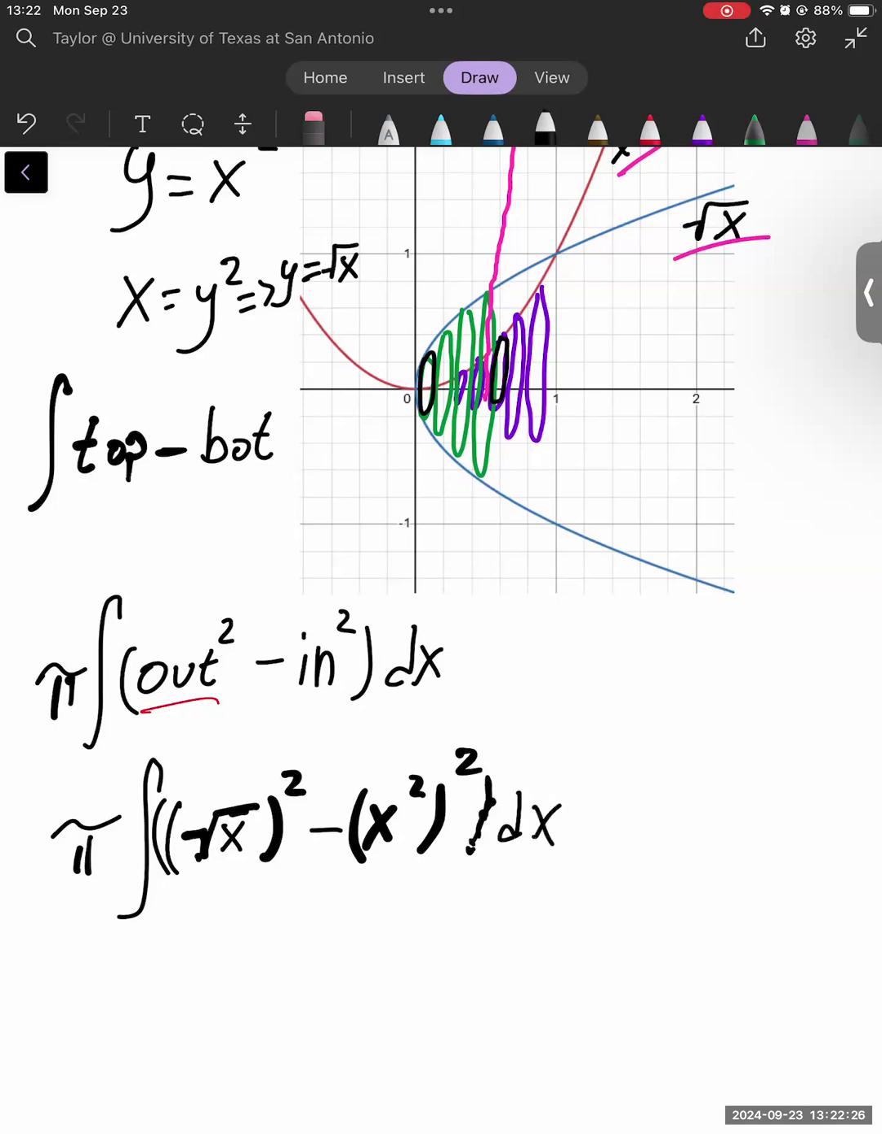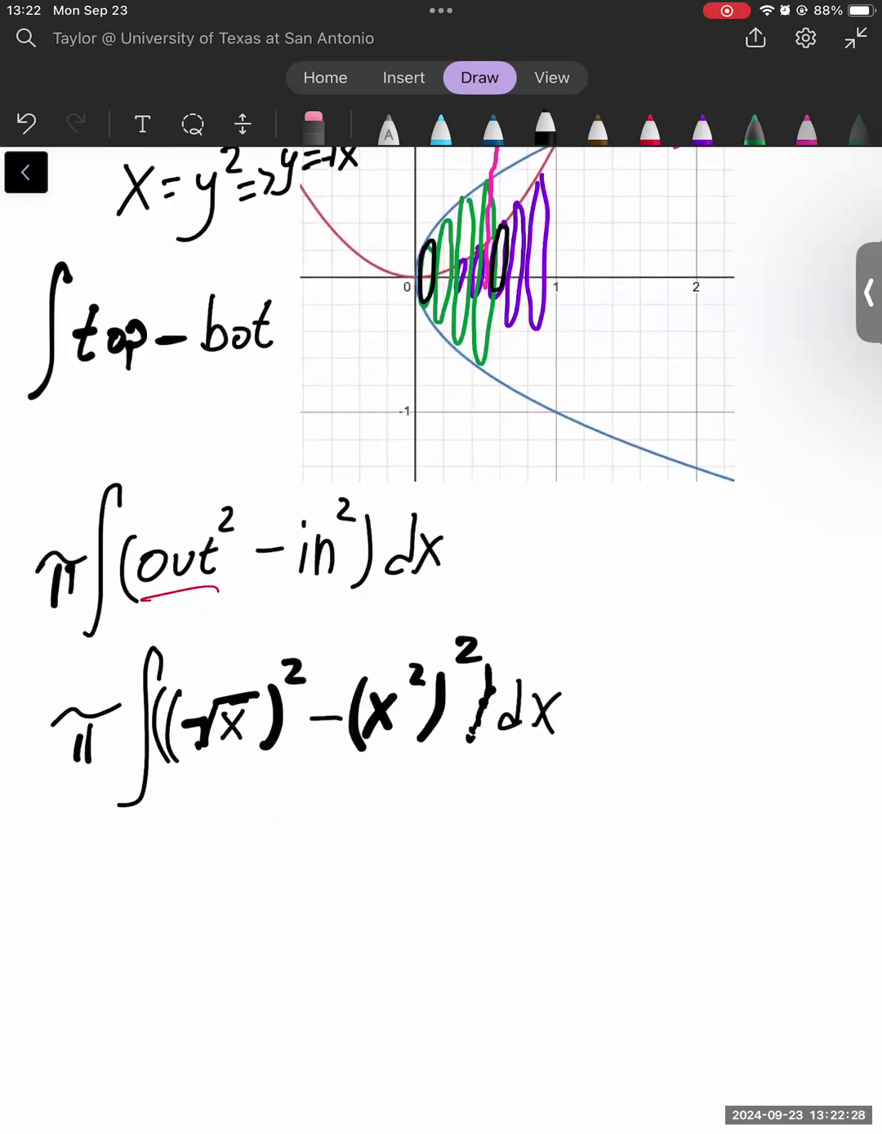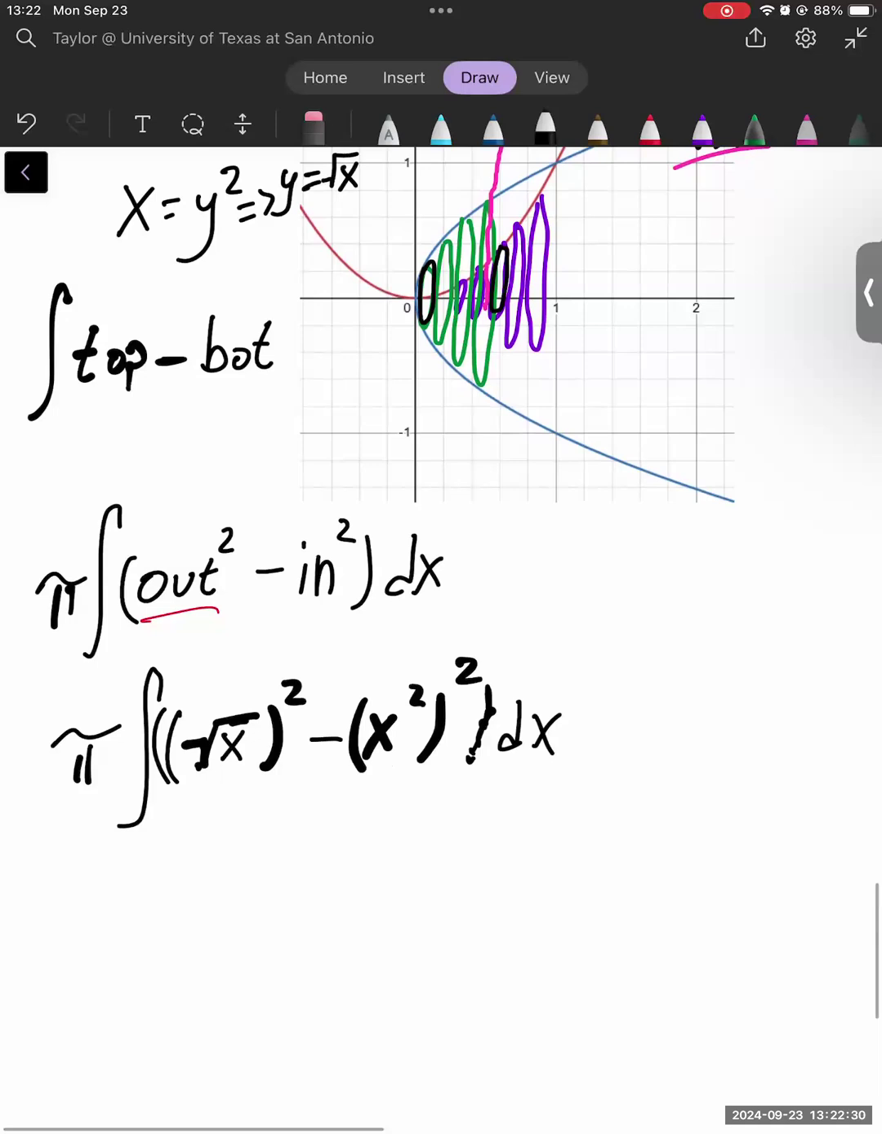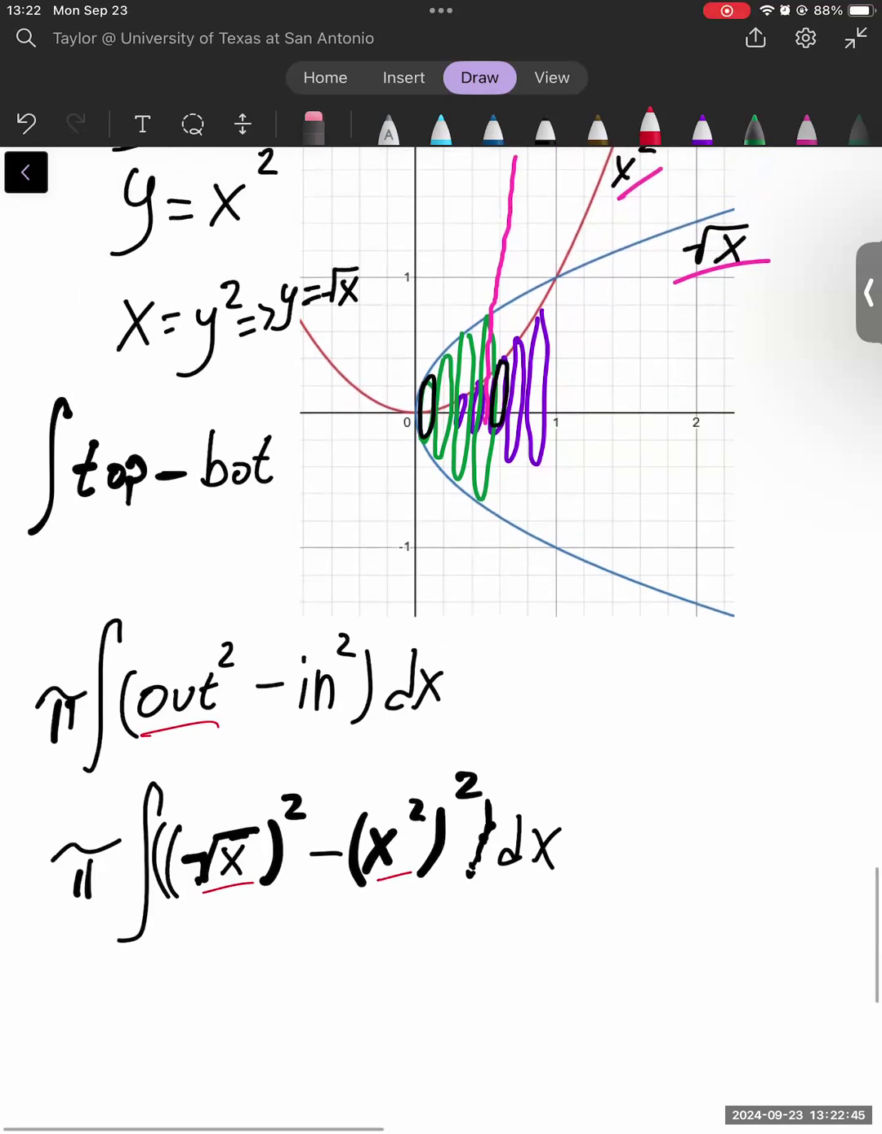times dx. Okay, the last thing we need to do is talk about our bounds of integration. And why did we do that? Why is this the outer radius and this the inner radius? Is that what you're asking? How did I set that up?